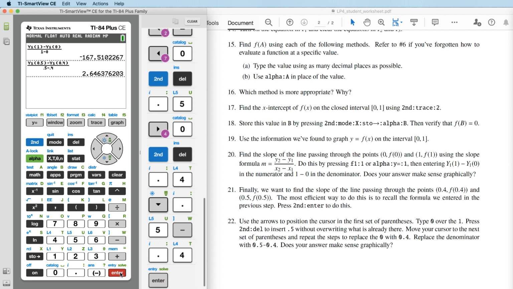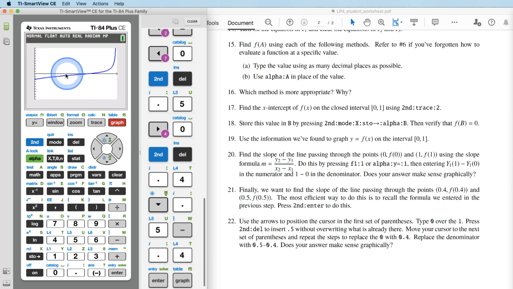Does this answer make sense graphically? So between 0.4 and 0.5, if we look at the graph, we're going from maybe this point right here on the graph to this point right here. So the slope is positive, that makes sense, and it's pretty small, it's a small number. So yeah, I would say that does make sense.